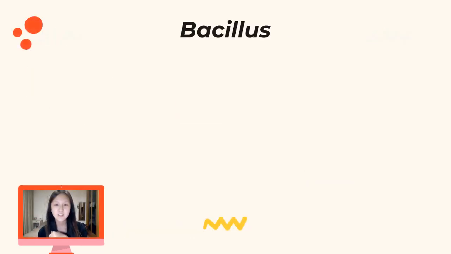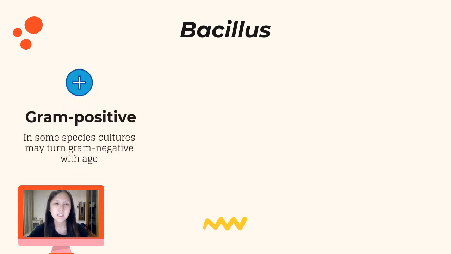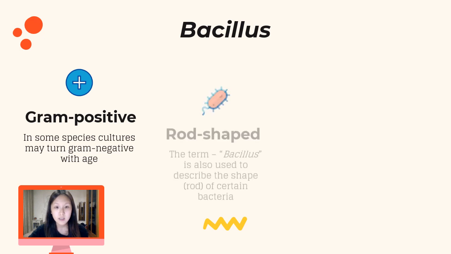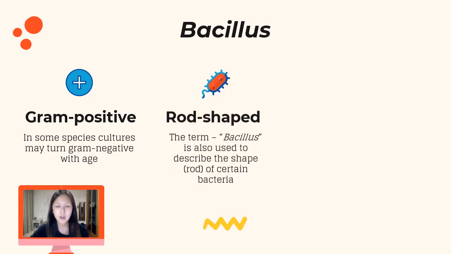Now, moving on to the characteristics of Bacillus. Firstly, Bacillus is a genus of gram-positive bacteria, but in some species cultures, they may turn gram-negative with age. And secondly, it is a rod-shaped bacteria with 266 named species, and the term bacillus is also often used to describe the rod shape of a certain bacteria.